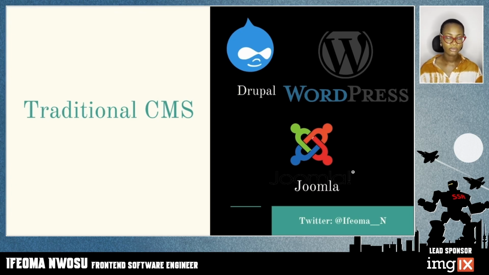Examples of really popular traditional CMSs are WordPress, Drupal, and Joomla. Now this came with a benefit. The most popular benefit that comes with traditional CMS is the ease of use. You do not have to be a technical person to make use of a traditional CMS. It became really easy to change content and make changes to websites.